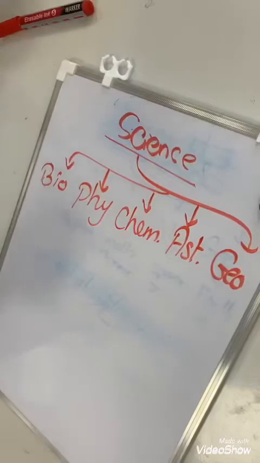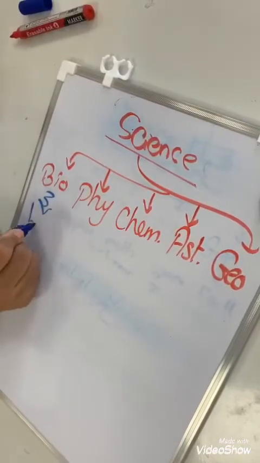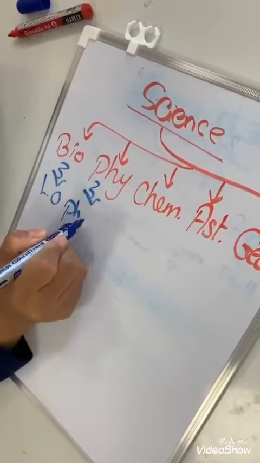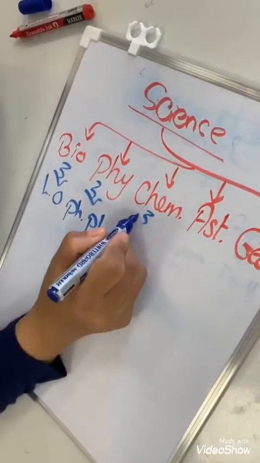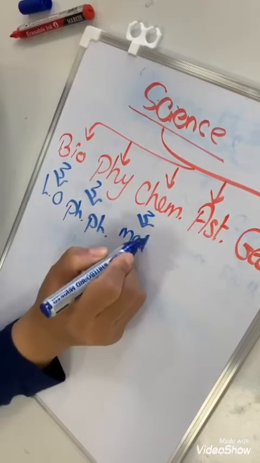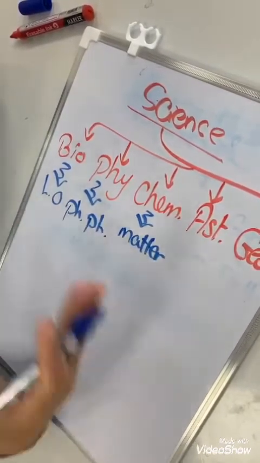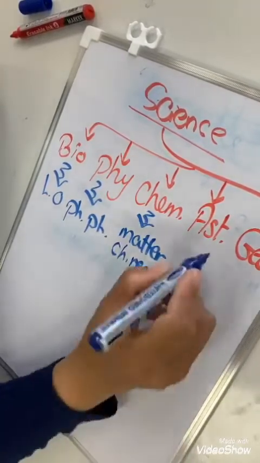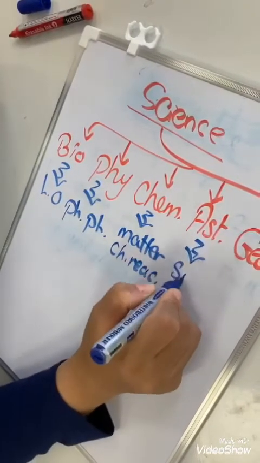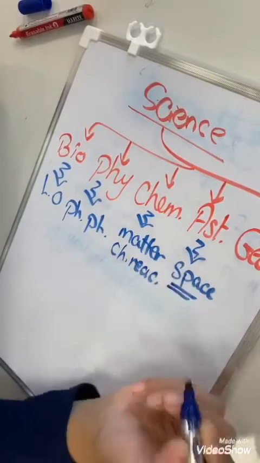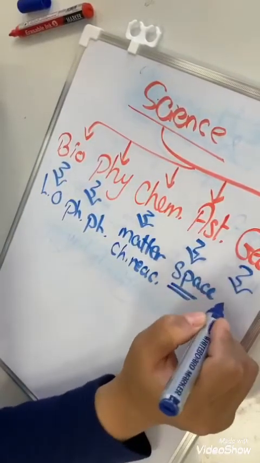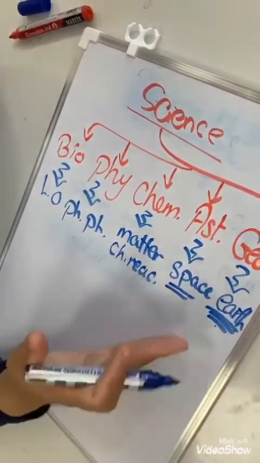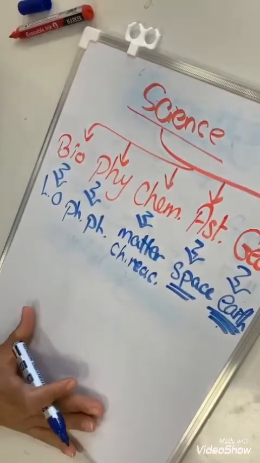Biology is the science of studying living organisms. Physics is the science of studying physical phenomena. Chemistry is the science of studying matter and the relation between the elements, chemical reactions. Astronomy is the space science, or the science of studying the space. Geology is the earth science, the science of studying the earth and earth crust and so on.